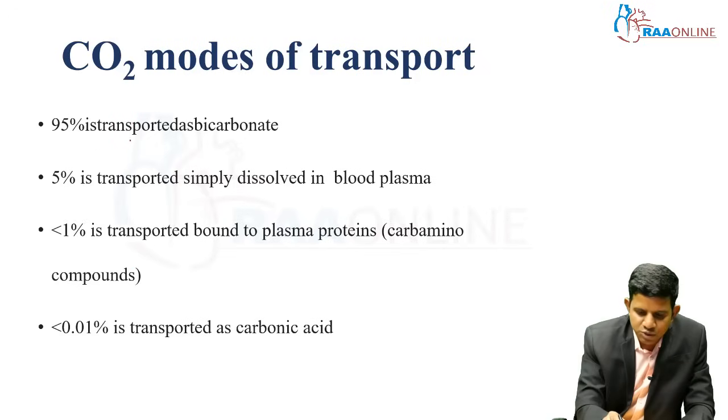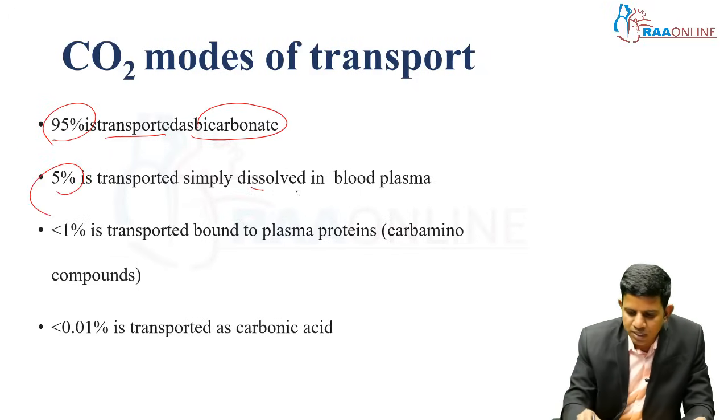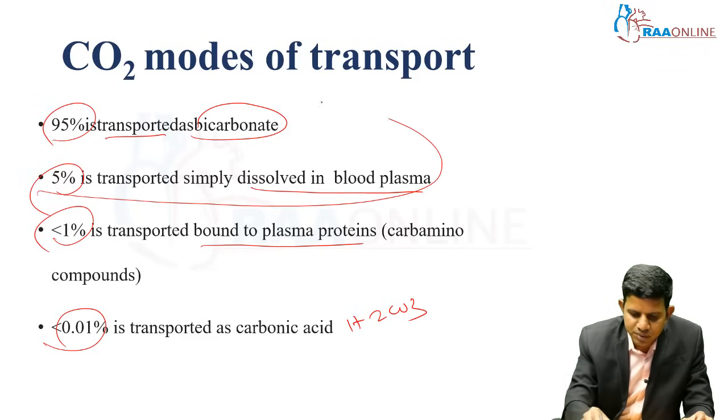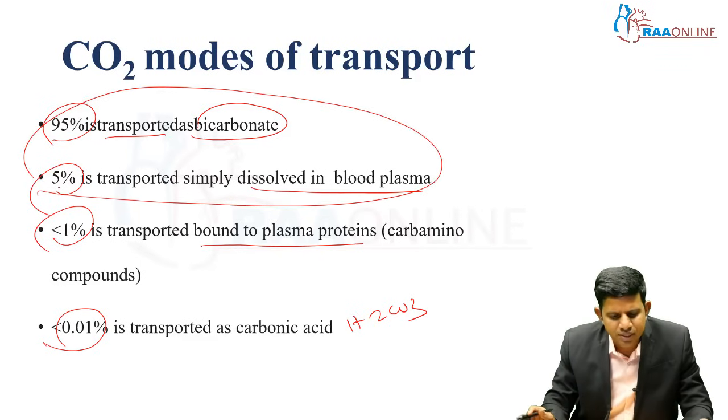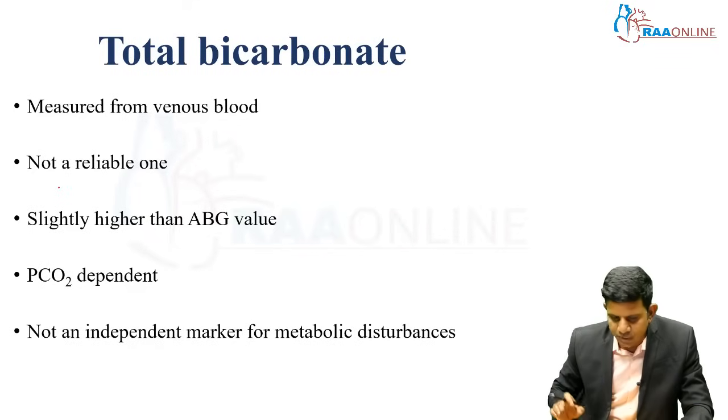One is transported as bicarbonate, the predominant 95%. The second is about 5% dissolved in the plasma. The third is less than 1% transported through the plasma proteins as carbamino, and less than 0.01% is transported as carbonic acid. Predominantly it is 2: bicarbonate and dissolved in the blood plasma. So we will come to that.